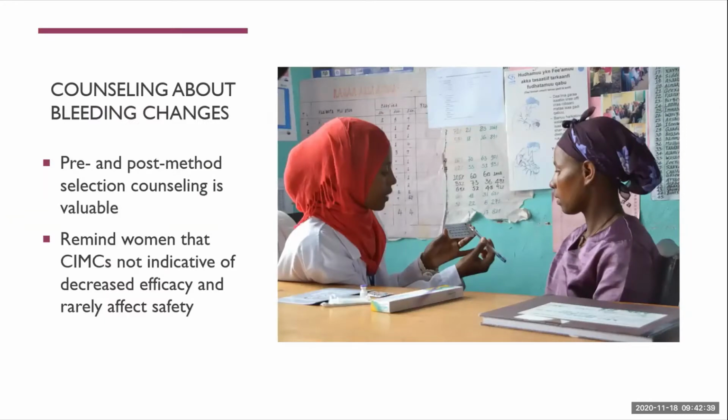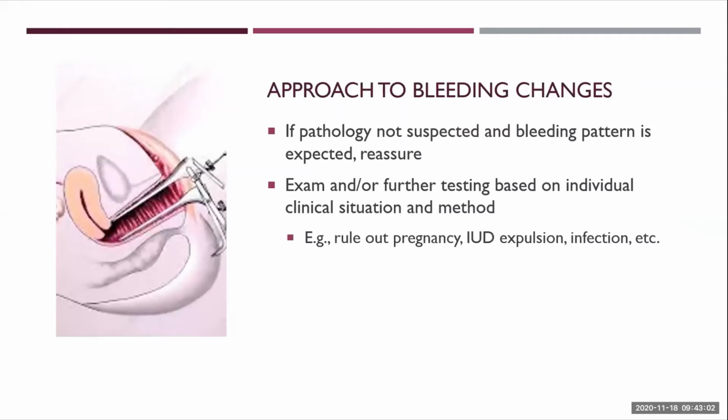You heard yesterday that one of the most important aspects regarding contraceptive-induced menstrual changes is counseling. And I would agree that both pre and post-method selection counseling can be very valuable. Women should be reminded that these changes are not indicative of decreased efficacy and rarely affect safety. Next slide, please. In terms of evaluation, if pathology is not suspected and if a bleeding pattern is expected, initial management could just involve reassuring the woman. However, if bleeding changes continue to be bothersome, or if the pattern suggests some underlying abnormality, such as IUD expulsion, for example, then a pelvic examination and/or further testing should be considered based on the individual clinical situation as well as the method. Next slide, please.